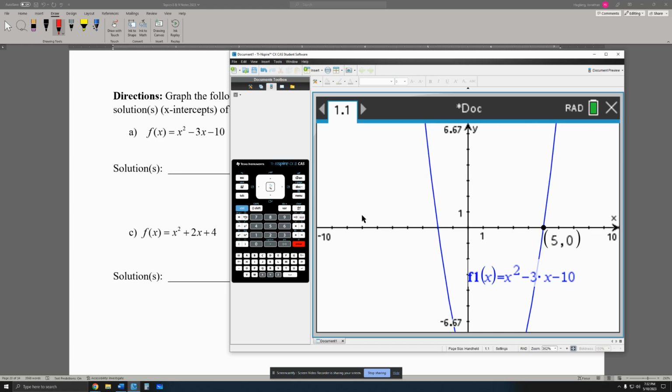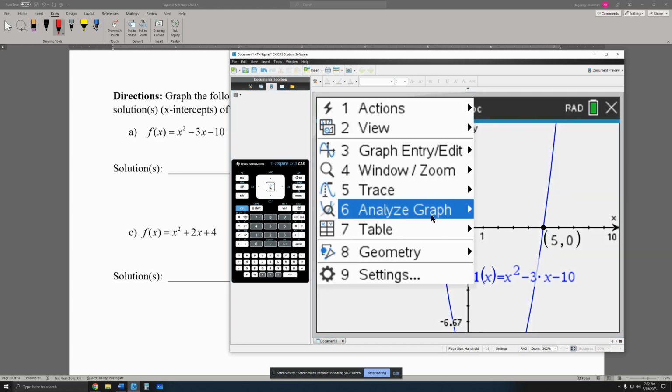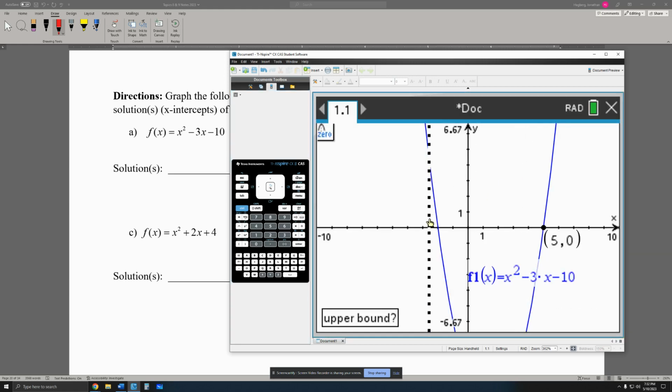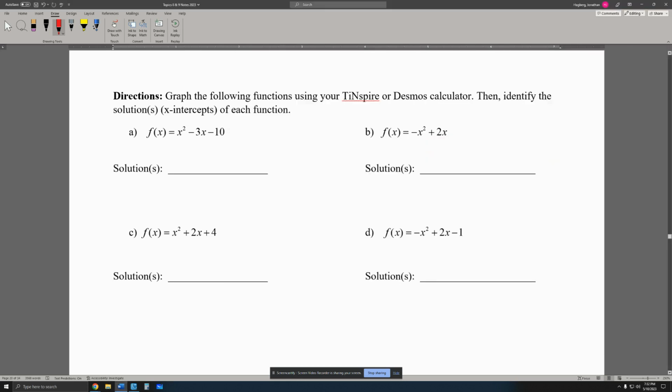Let's go ahead and find this other 0. So back to menu, analyze graph, 0. And choosing a lower and upper bound, highlighting that 0. We have two zeros, one at -2 and one at 5. So solutions, x equals -2, x equals 5. And as ordered pairs, we have -2, 0 and 5, 0. All right. Next up, -x squared plus 2x.